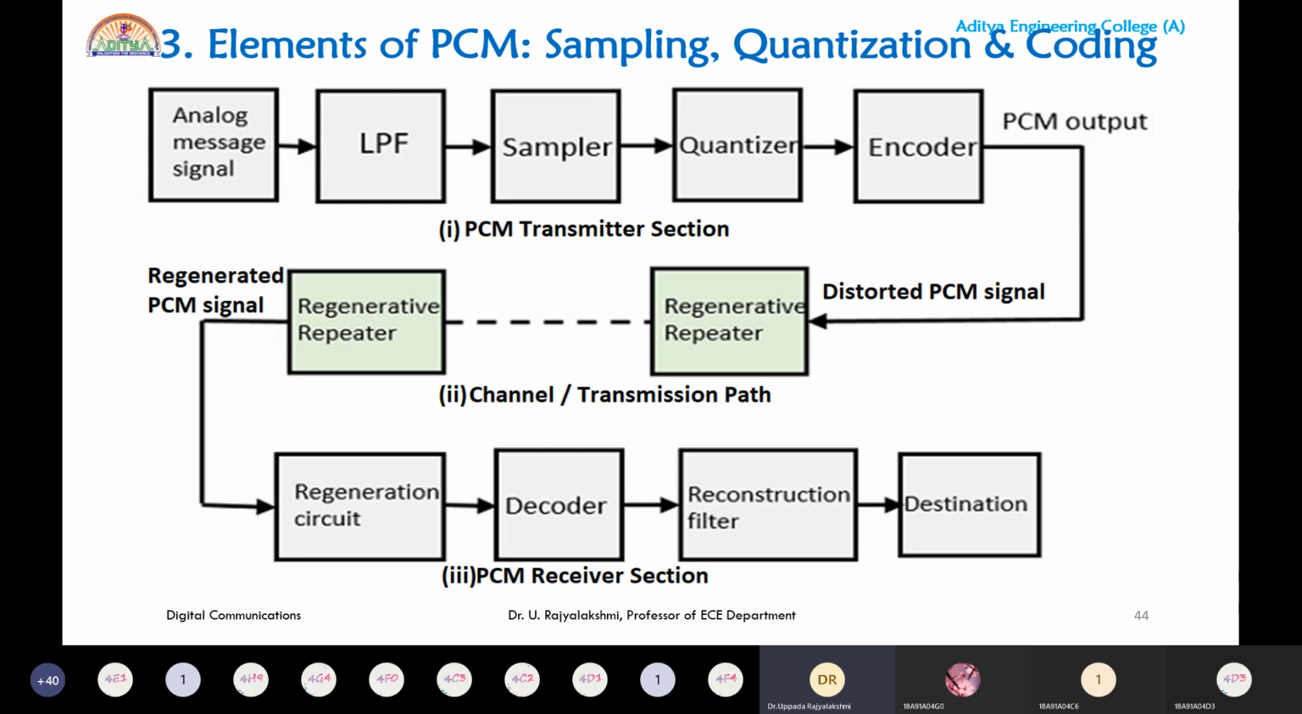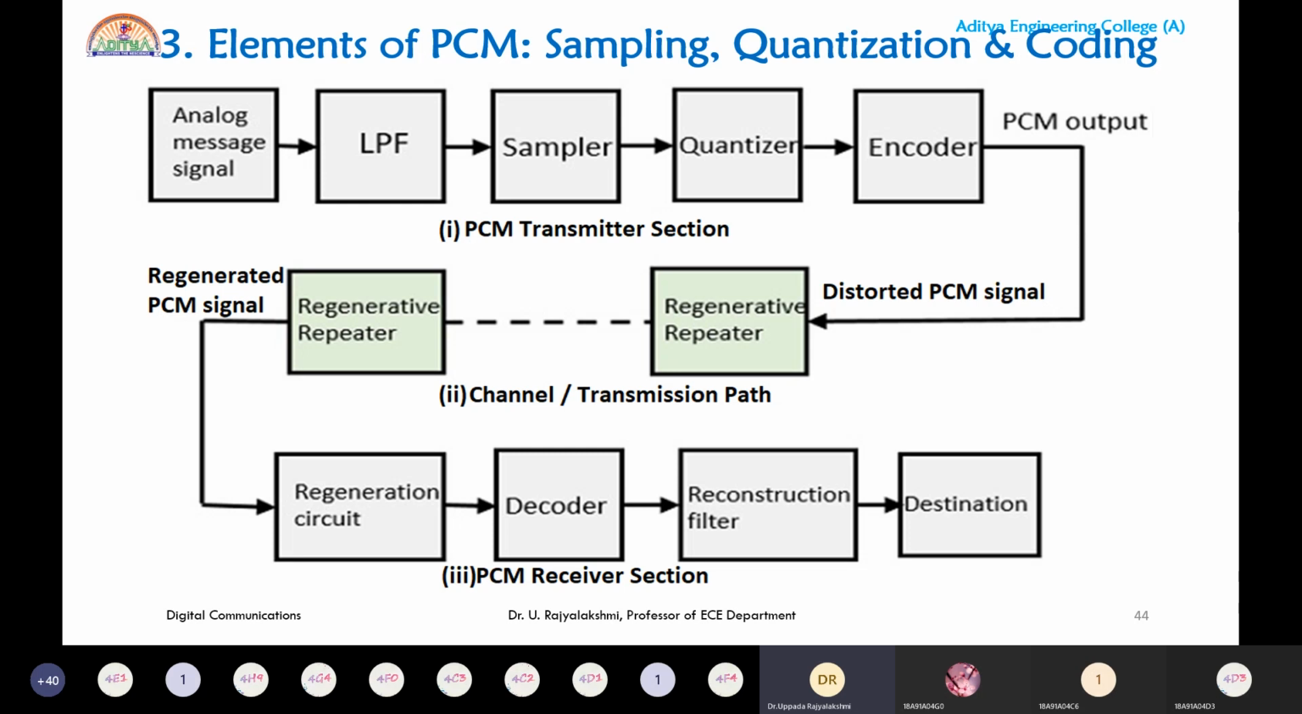Now please observe the output of the repeater. It is a regenerated PCM signal. What is the input for the repeater? The distorted PCM component, because in the channel the signal gets corrupted by noise. Many regenerative repeaters are there in the channel. Finally that is collected by the receiving antenna and applied to the regeneration circuit, once again to get the received PCM signal.